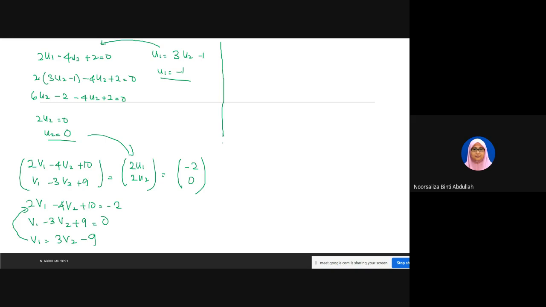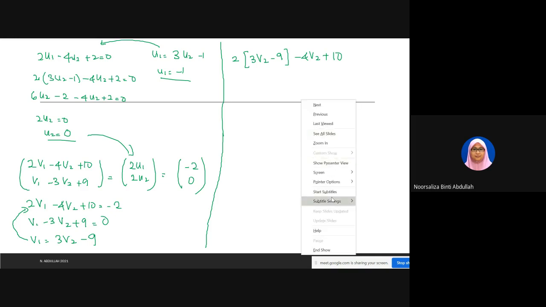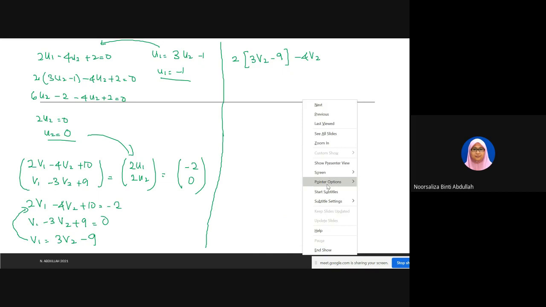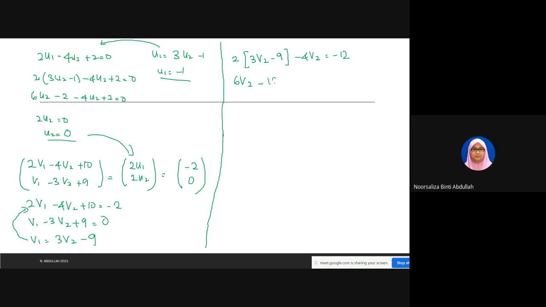Then what you have is 2v1, which is 3v2 minus 9, and then minus 4v2 plus 10. The plus 10 you bring to this side, you will get minus 10 minus 2, then equals to minus 12. Betul? Okay, 2 times 3 is 6v2 minus 18 minus 4v2 equals to minus 12. So 6v2 minus 4v2 is 2v2, minus 18 bring to this side is plus 18 minus 12, 6. Then v2 equals to 3.